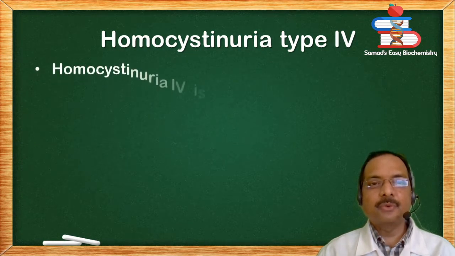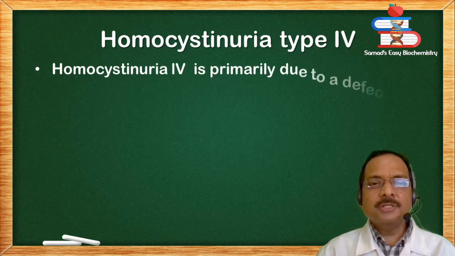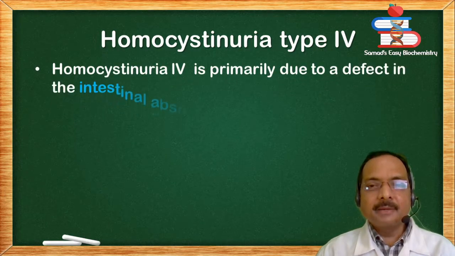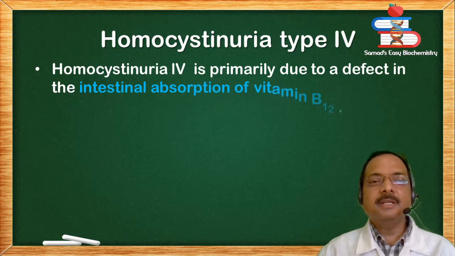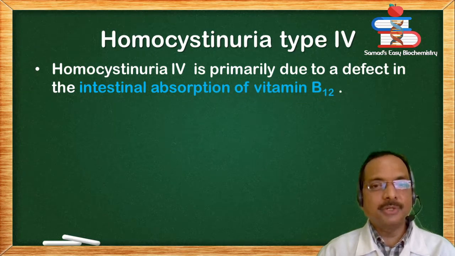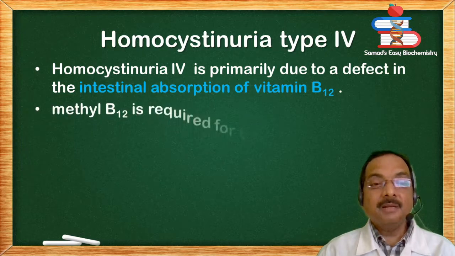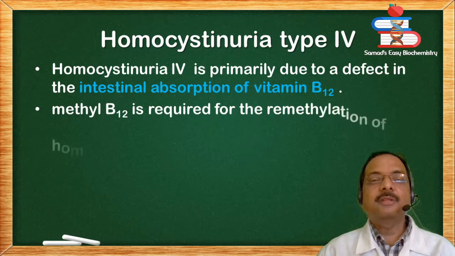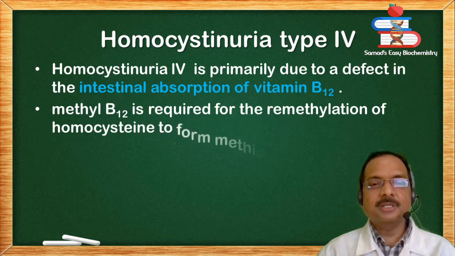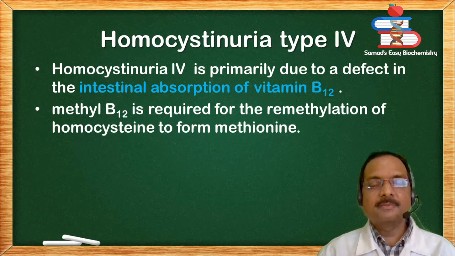Homocystinuria Type 4. Homocystinuria Type 4 is primarily due to a defect in the intestinal absorption of B12. Methyl B12 is required for the remethylation of homocysteine to form methionine.